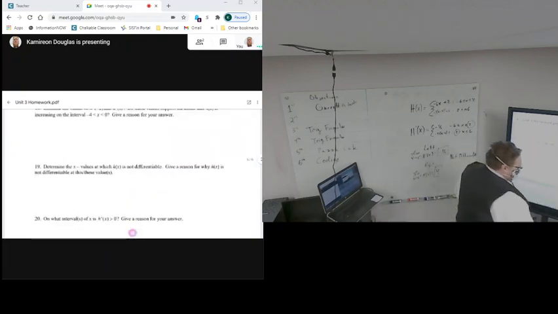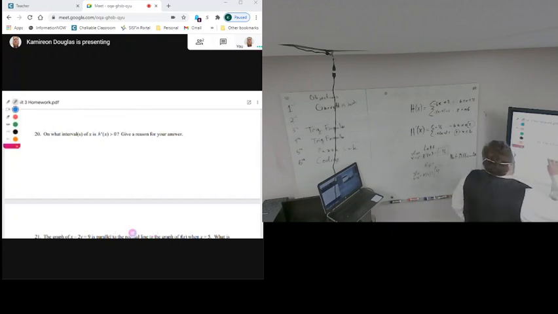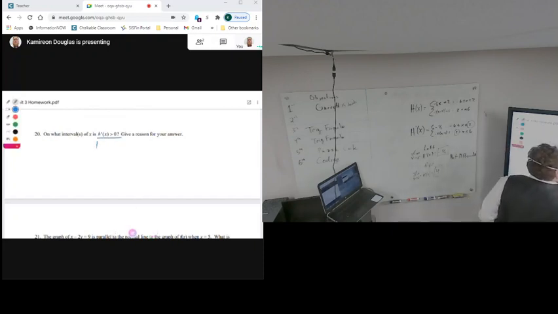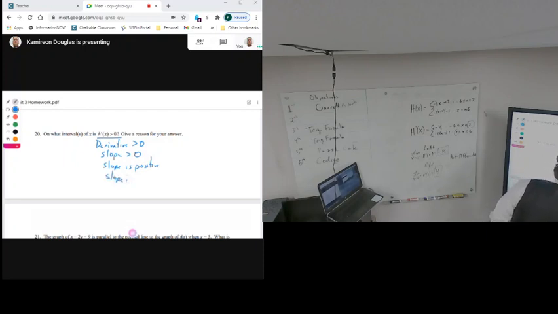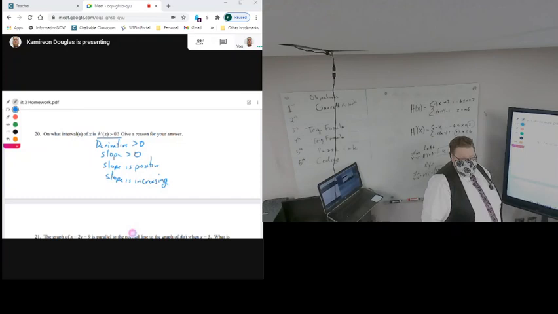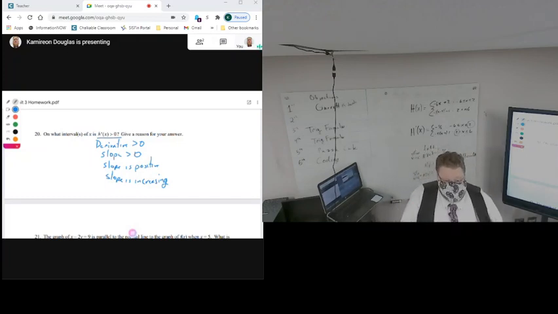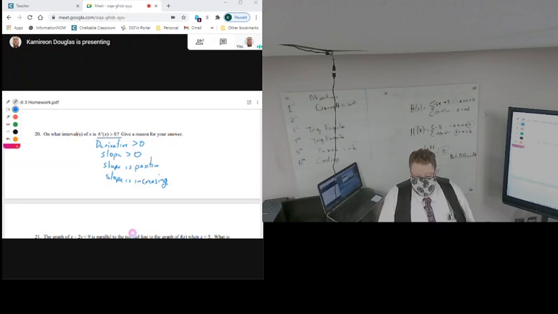So this statement right here, like you just mentioned, there are four ways we could write this. We could say the derivative is bigger than 0. We could say the slope is bigger than 0. We could say the slope is positive. We could say the function is increasing. They all mean the same thing. They're interchangeable words. And so at any point in time, if you see that statement, you can switch in for any one of those terms.